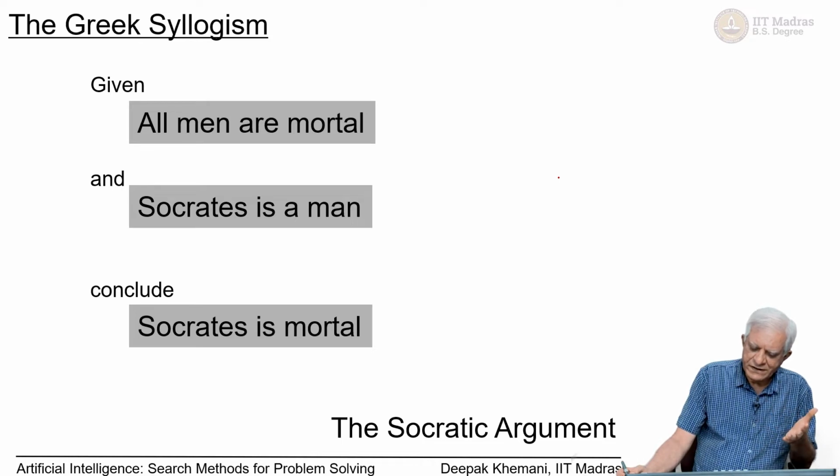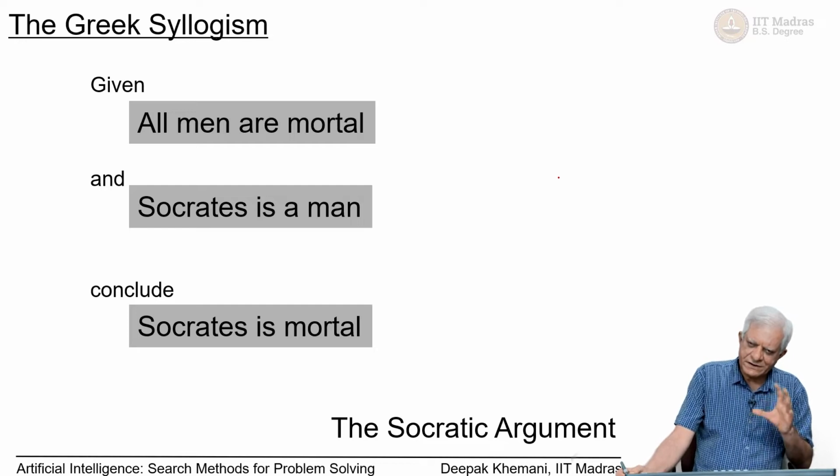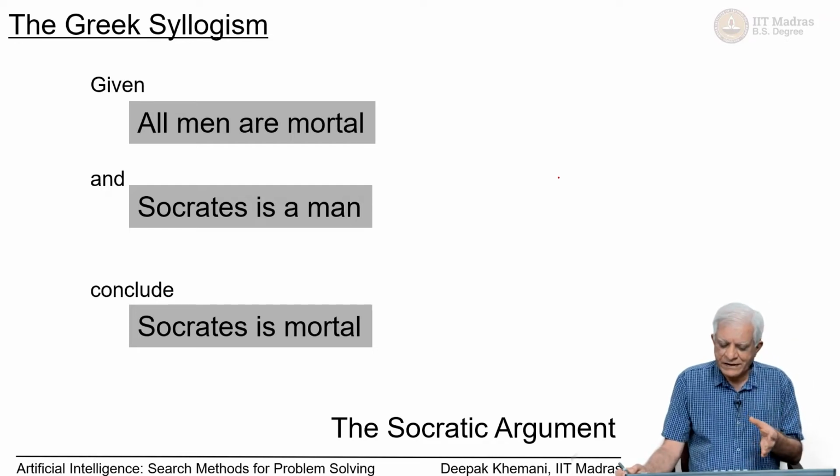What we are interested in is a notion of a proof. This is known as a Socratic argument, and Socrates also gave a mechanism. He gave a set of syllogisms, which are basically patterns of reasoning, and he said that this kind of pattern is a valid pattern or a sound pattern.